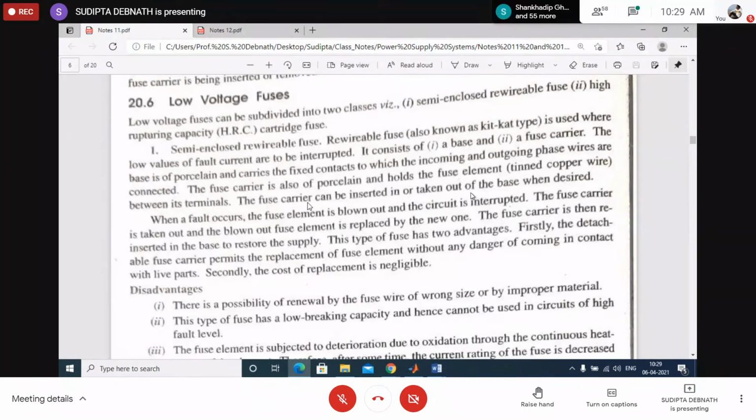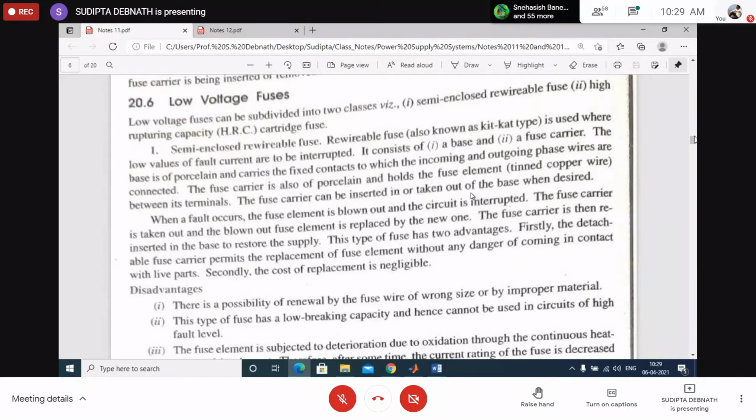So the fuse carrier can be inserted in or taken out of the base when desired. Actually, the base is always there. You have to insert the carrier. If the fuse wire melts, you have to put another wire and put the carrier in the base. You must have seen how it is changed.